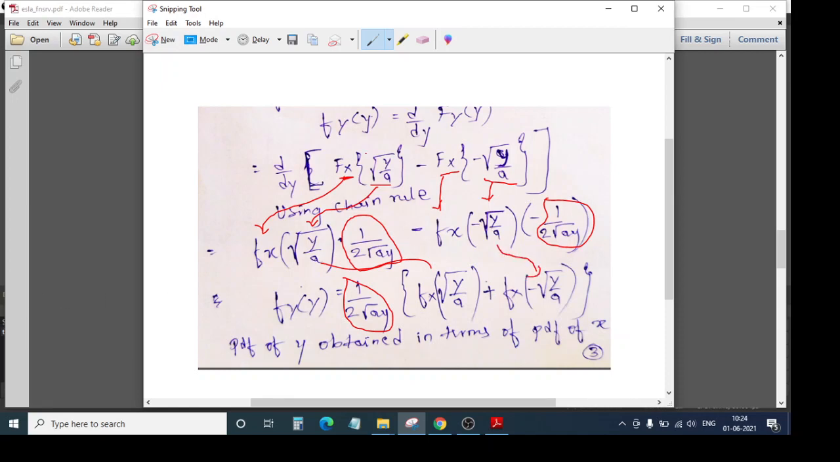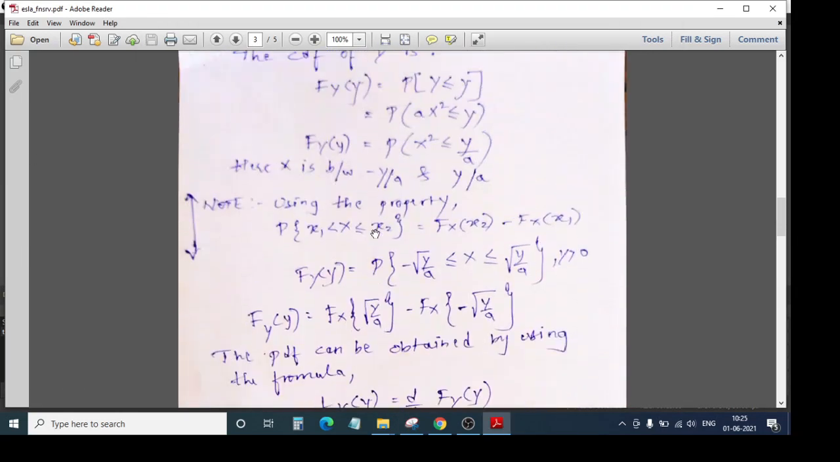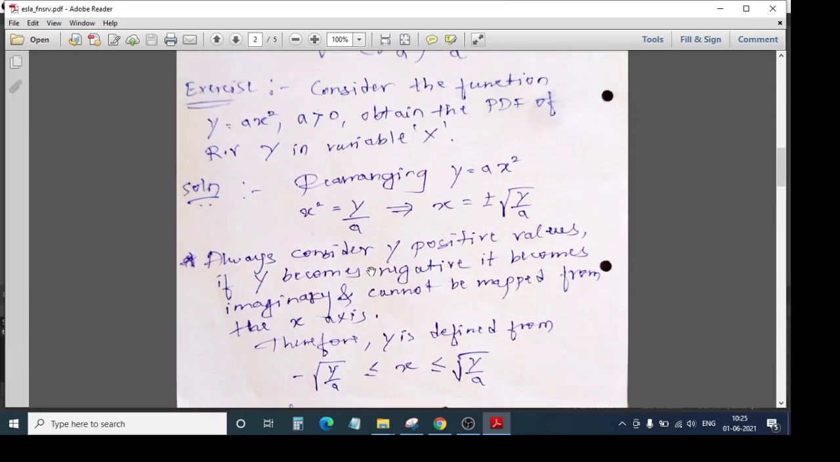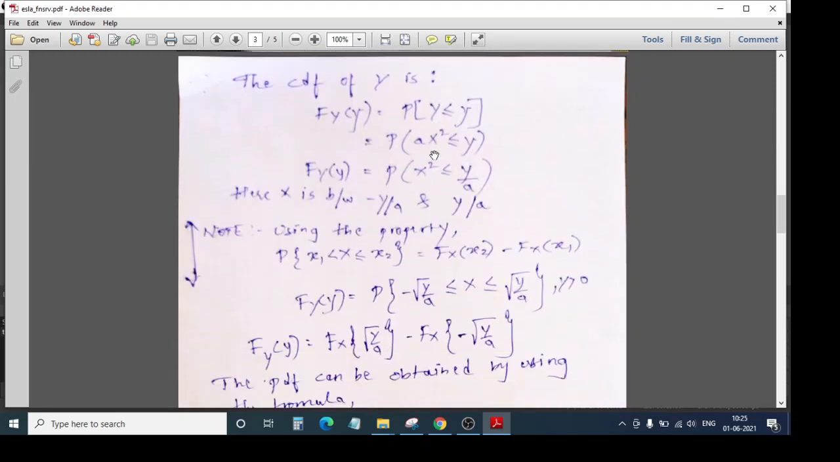Therefore, friends, what did we do finally? We have obtained the PDF of y. Here the PDF of y, which is small fy of y, is obtained in terms of the PDF of x. That is what has been asked in the question: they have told us to find the PDF of random variable y in terms of x. I hope this is clear.